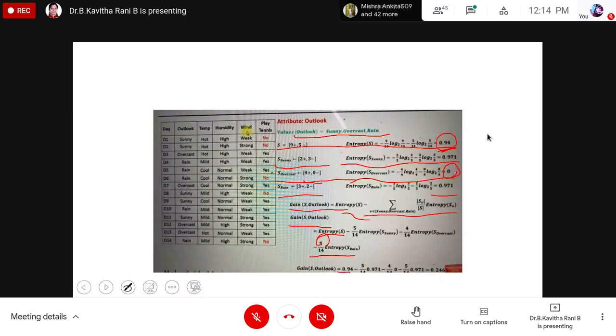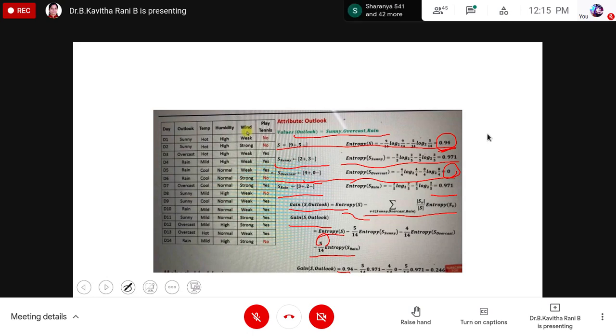Substitute here: minus 5 by 14 into 0.971, which is the entropy of the outcome attribute Sunny, that is 0.971. Substitute that value here, minus 4 by 14 into 0, that is the second outcome value, minus 5 by 14 into 0.971, that is the third outcome value. That is equal to 0.246. So this is the gain value for the first attribute.